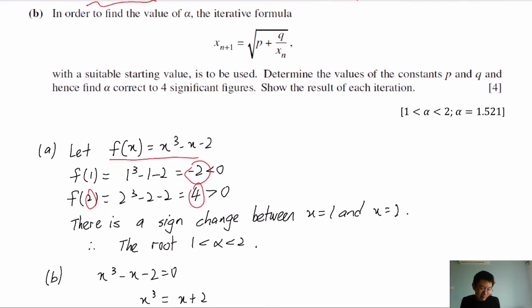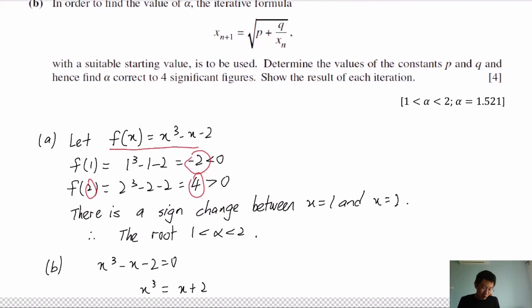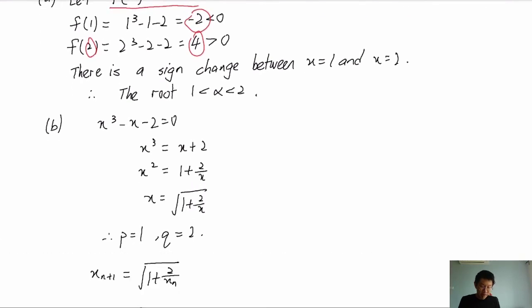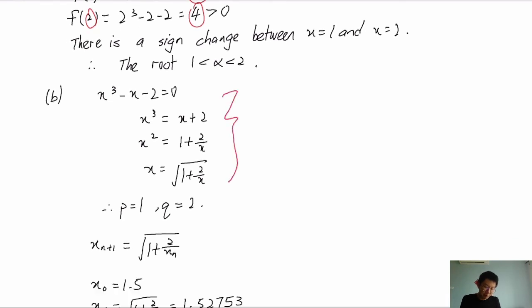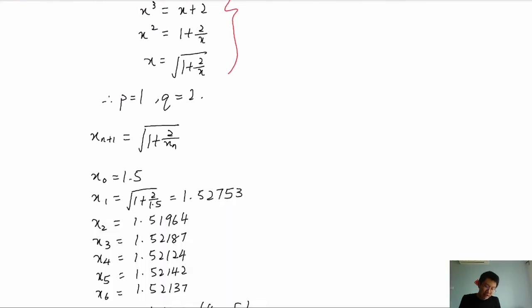So in B, we use this iterative formula to find the value of alpha. Determine the values for the constants P and Q, and hence find this alpha correct to 4 significant figures. In that case, what we need to do is rearrange this equation. If not, we cannot get the iterative formula. So this is how we rearrange the equation: move the negative x and negative 2 over, and divide the whole equation by x first, then only we square root. From there we can find out what our P and Q are. So we have got the iterative formula already.